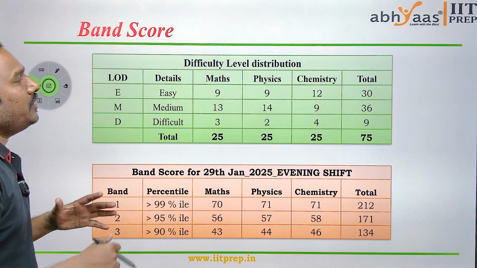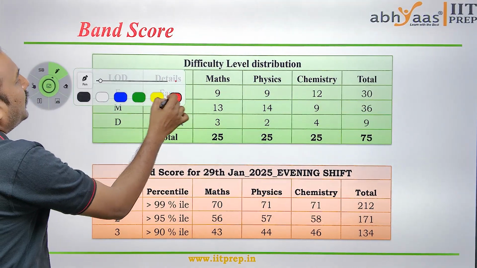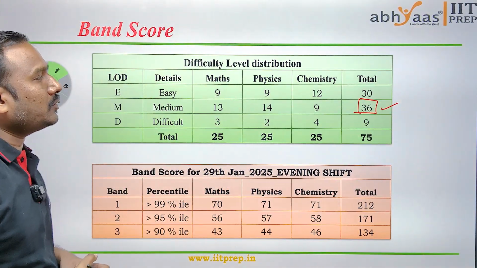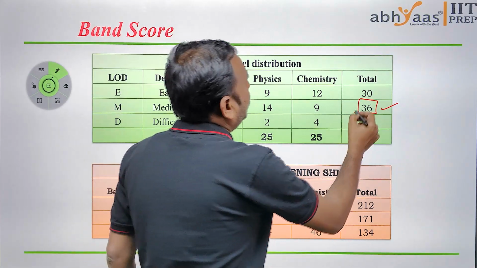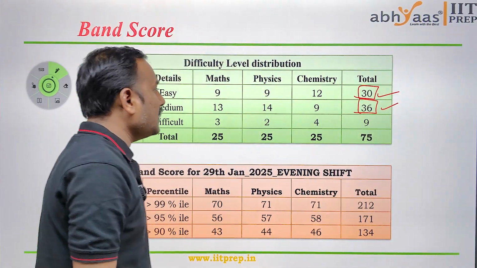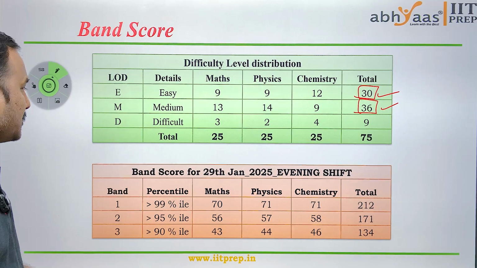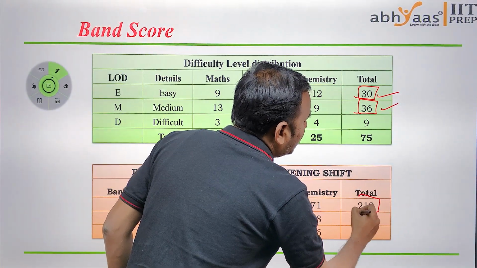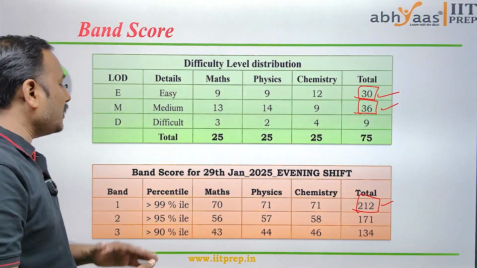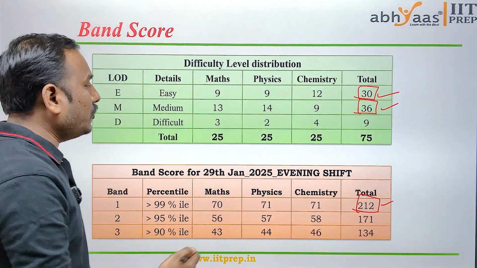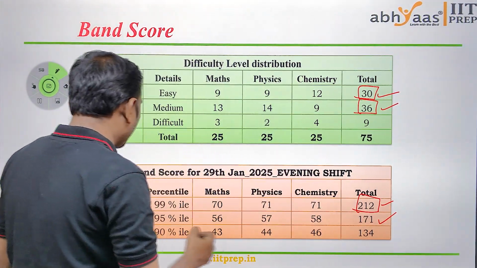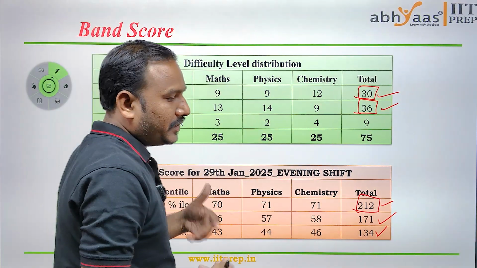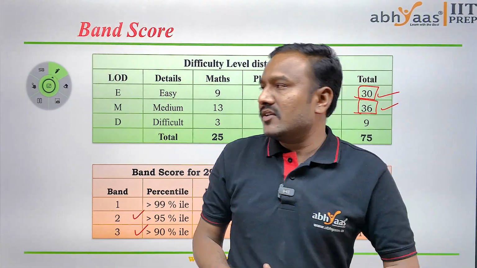And coming to the difficulty level distribution, if you see here, we have 36 questions in the moderate, medium type, 30 questions in the easy type, and 9 questions of difficult type were given. A good score for this paper is 212, which means the student will get above 99 percentile, 171 marks will give above 95 percentile, and 134 marks will give above 90 percentile. This is the analysis of this paper.